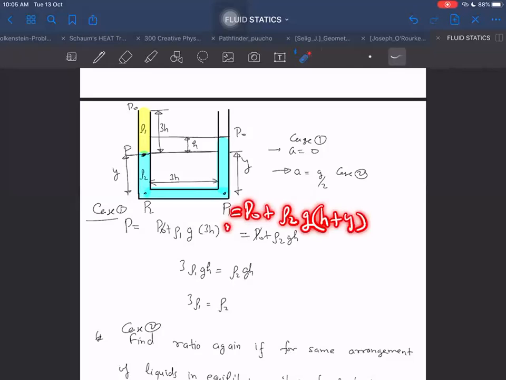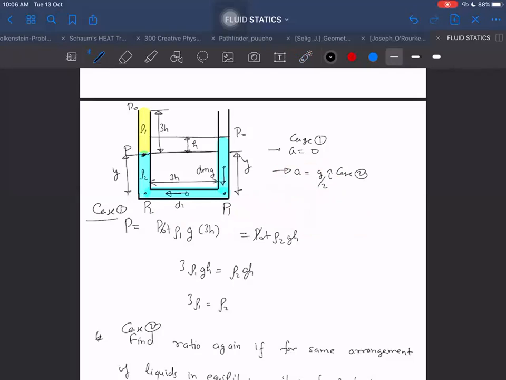But what is pressure P2? That is more than P1. Why more than P1? Because pseudo force on this liquid is acting backwards. Acceleration is to the right, so pseudo force is towards the left. So from here to here, we are going in the direction of gravity. Here to here, we are going in the direction of pseudo force. Here to here, we are going opposite to the direction of gravity. So here it will decrease. Whatever increases this side, the same it will decrease this side.